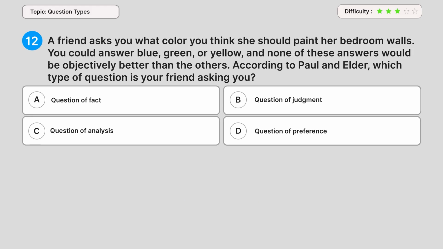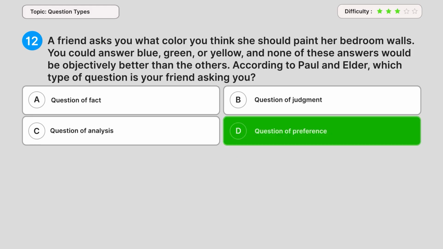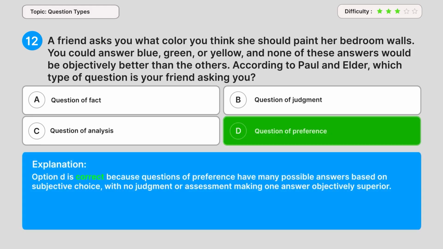Correct answer. D. Question of preference. Explanation. Option D is correct because questions of preference have many possible answers based on subjective choice, with no judgment or assessment making one answer objectively superior.